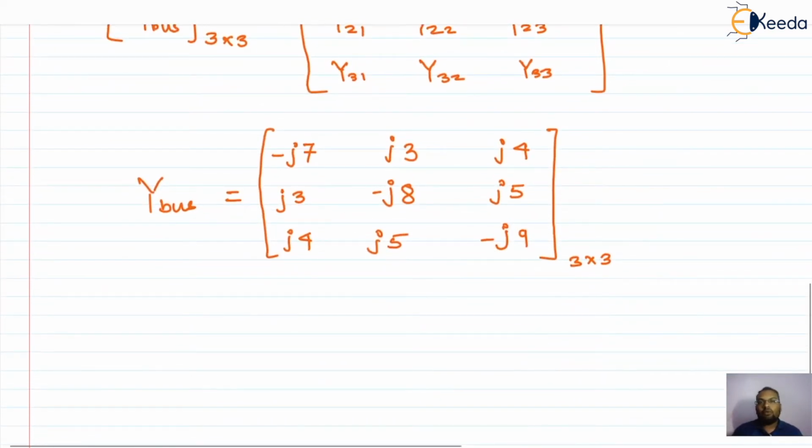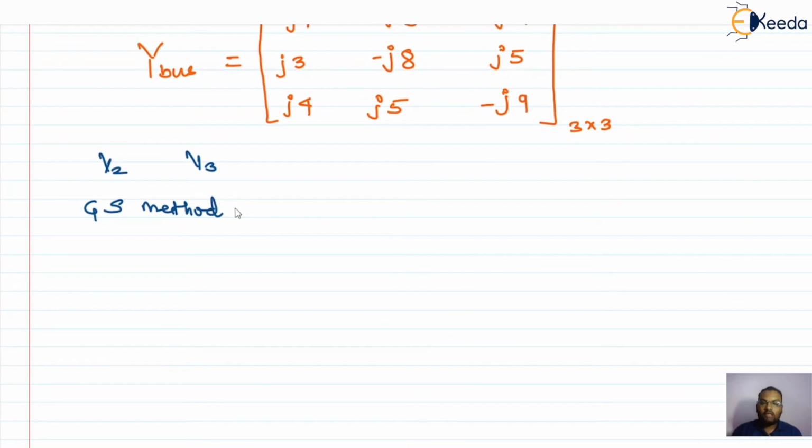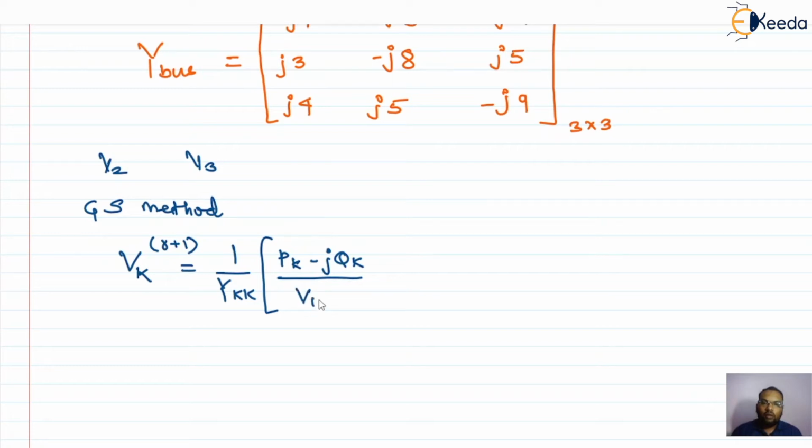Now we have to do the calculation with the help of the Gauss Seidel method, and we have to find out V2 and V3. As per the Gauss Seidel method, the voltage at any bus, at any iteration, we can find with the help of this formula. Vk at the (r+1)th iteration is equal to 1 upon Ykk, in the bracket Pk minus jQk divided by Vk, the voltage at the same bus but in the earlier iteration, and we have to take the conjugate of that.